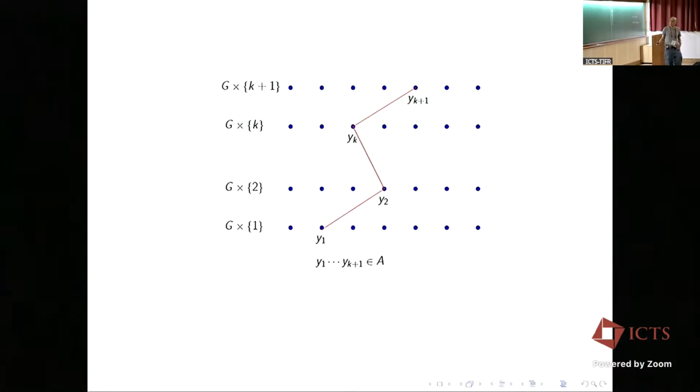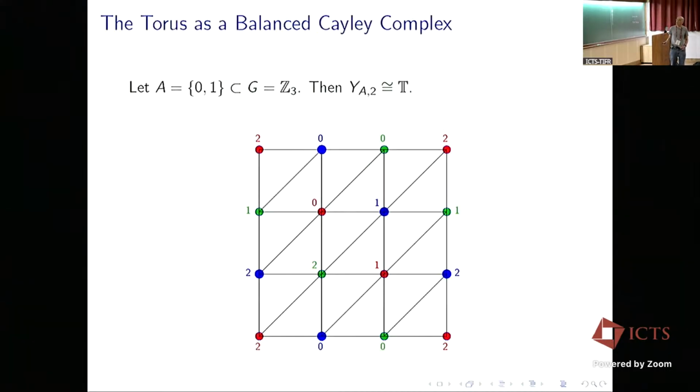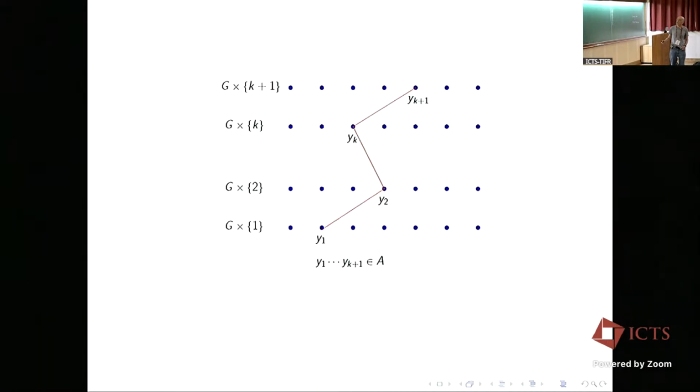Just because what I said is that when you define the maximal simplices to be all these, automatically the full (k-1)-skeleton is contained in that. You can always complete it in |A| ways. Yeah. Okay. So what do we get out of this construction?